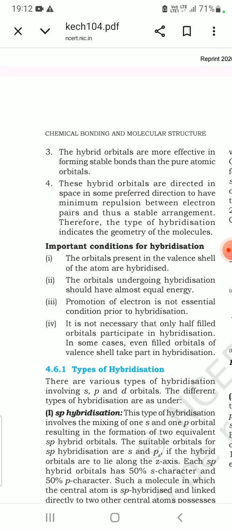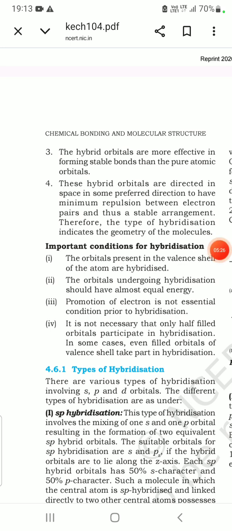Fourth, these hybrid orbitals are directed in space in some preferred direction to have minimum repulsion between the electron pairs and thus a stable arrangement. Therefore, this type of hybridization indicates the geometry of the molecule. The hybrid orbitals are directed in a preferred direction to have minimum repulsion between the electron pairs and thus there is a stable arrangement.